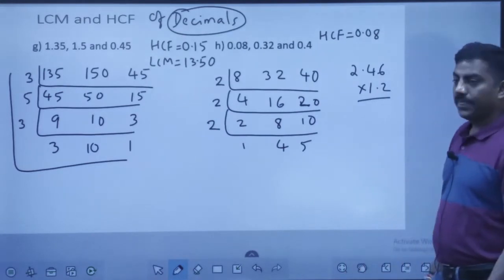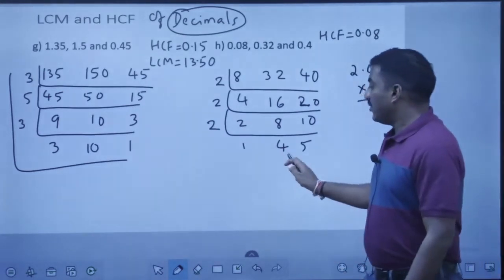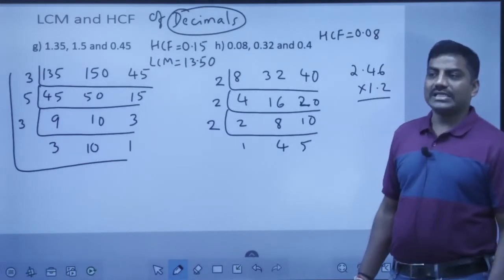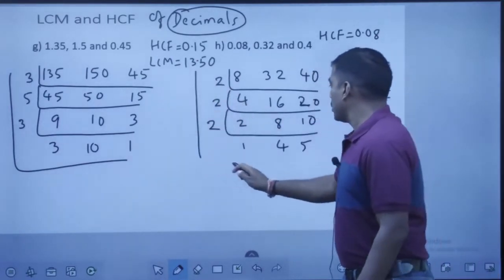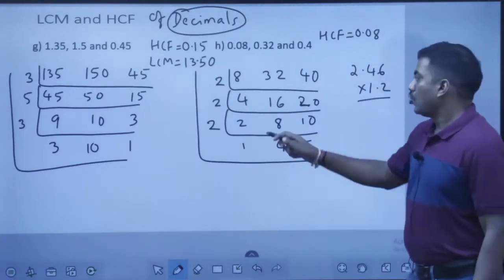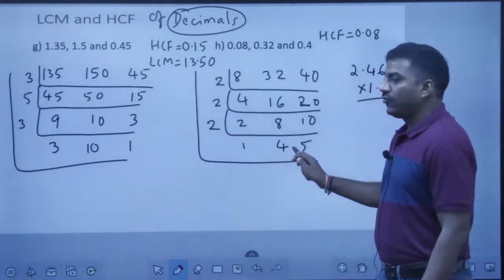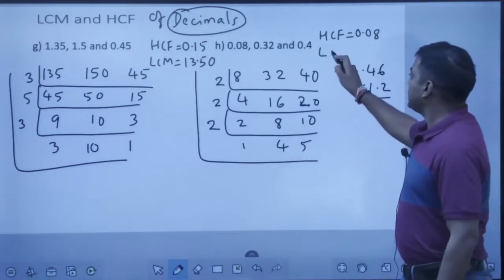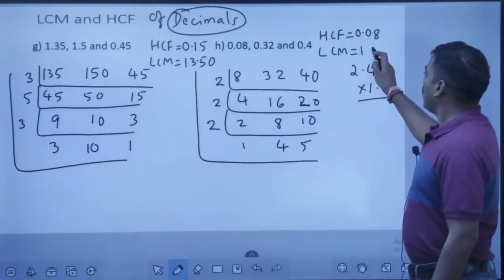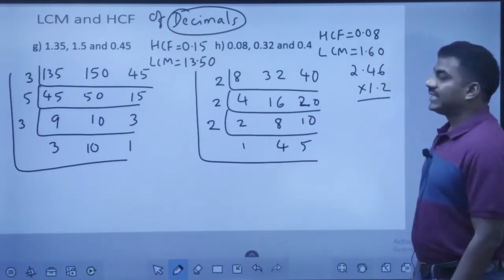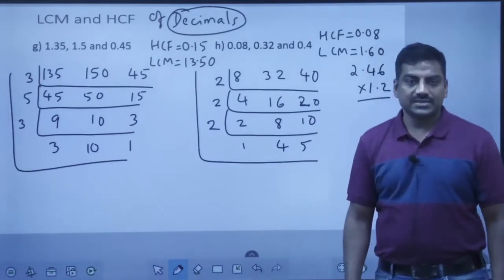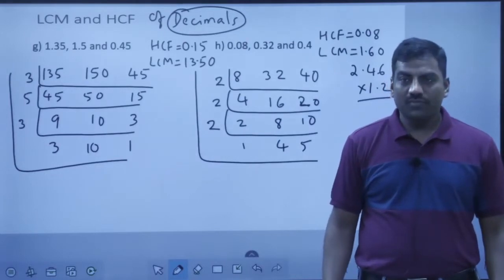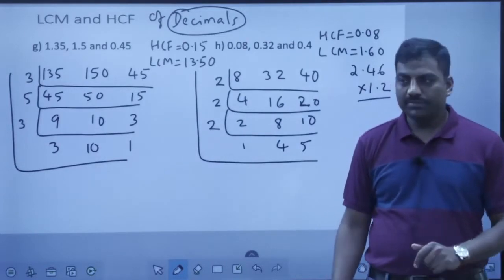Correct? For LCM, will you divide 4 and 5 with any other number? The journey for LCM is done here. 2 into 2 into 2, 8. 8 into 4, 32. 32 into 5, 160. So LCM is equal to 160. This is nothing but 1.6. Tough? Is it tough? It's okay, no? Manageable?